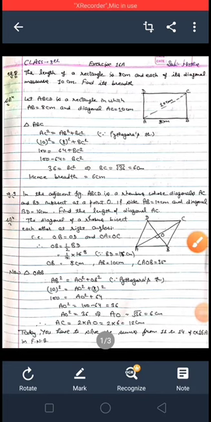Hello students, this is a lecture of class 8 subject maths exercise 16A. Today we will solve our next example of this exercise.